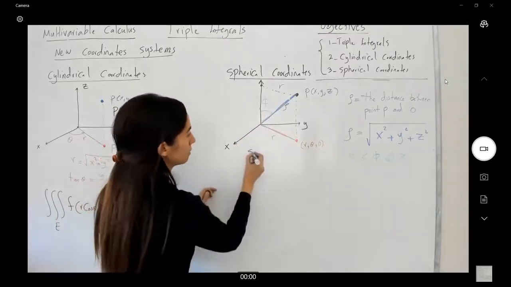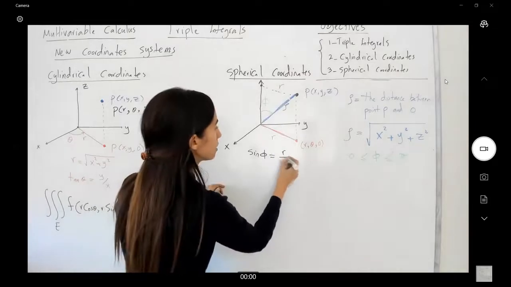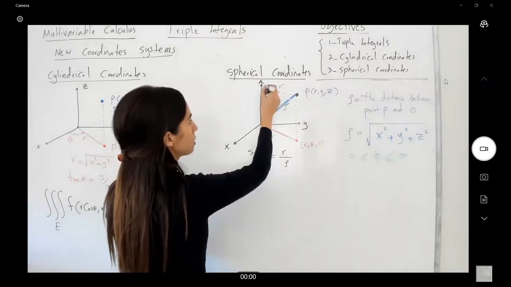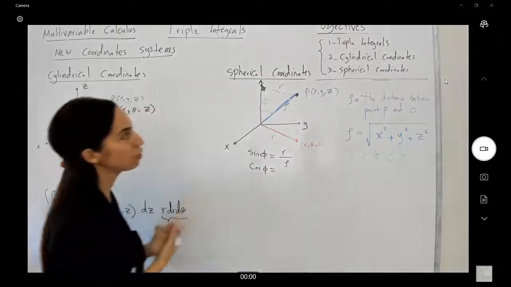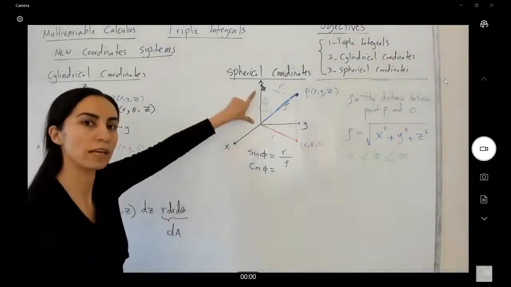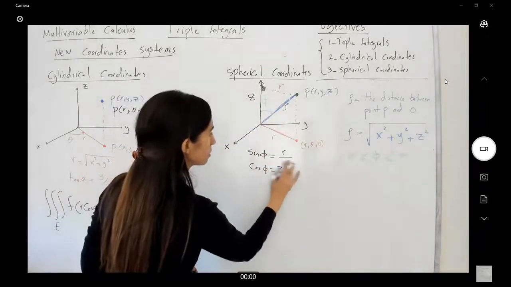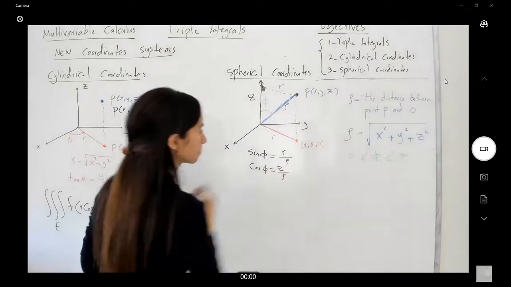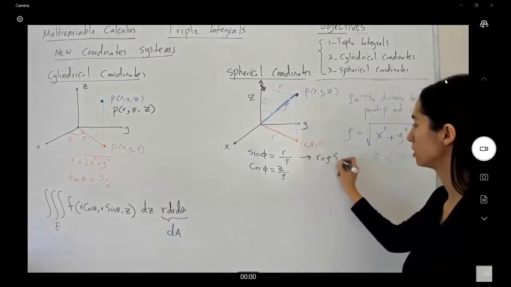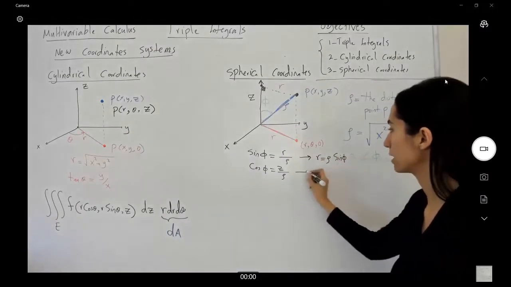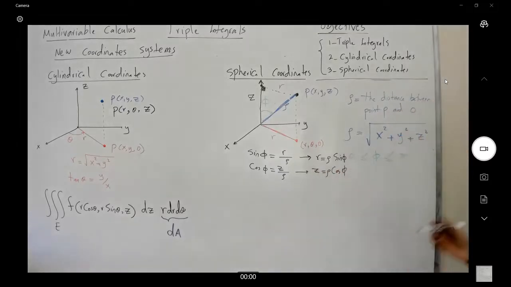Well, sine of phi is equal to r divided by rho. Remember that this is just a right angle, and cosine phi is equal to this length here, which is your z, divided by rho. Okay, from the first equation, r is rho sine phi, and from the second equation, z is rho cosine phi. Very well.